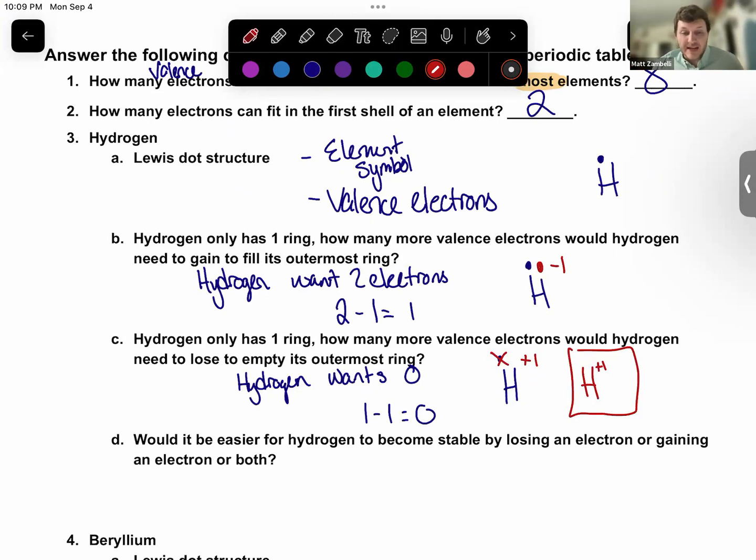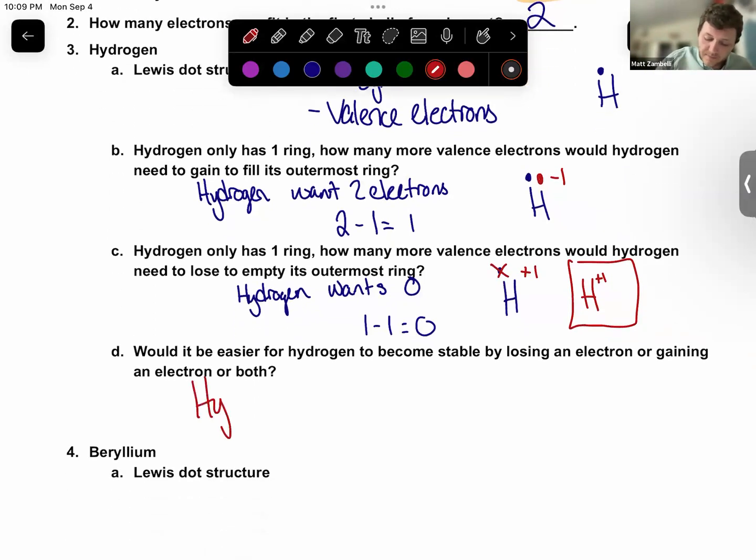It says which would be easier for hydrogen to do to become stable, by losing or gaining electrons? Or is it just as easy to do both? It is, in fact, just as easy for hydrogen to do both. Remember, hydrogen's fine with going either way. It just depends on if it's with an element that wants to take its electron, or an element that wants to give its electron. So hydrogen will do both.